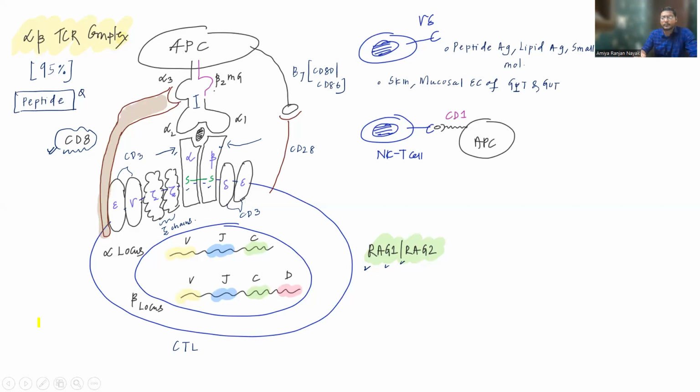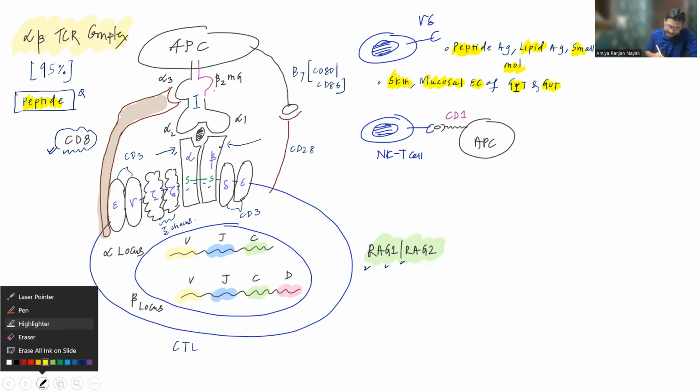So what are the points of difference between the alpha beta T cells and the gamma delta T cells? Gamma delta T cells can identify peptide antigens, lipid antigens, and small molecules, while the alpha beta T cell receptor can only identify peptide antigens. Gamma delta T cells are predominantly present in the skin and mucosal epithelial cells of the GIT and genitourinary tract. But in circulation, it is predominantly alpha beta T cells. Rarely in circulation we find NK T cells.